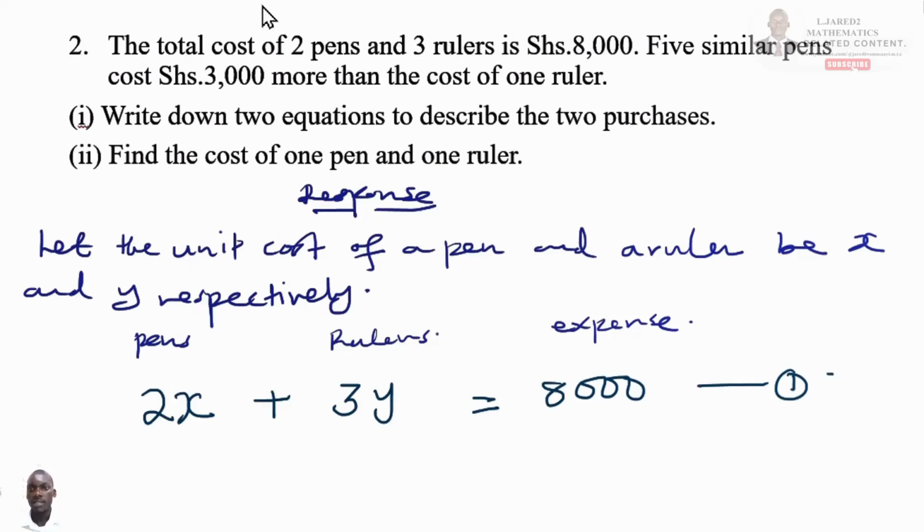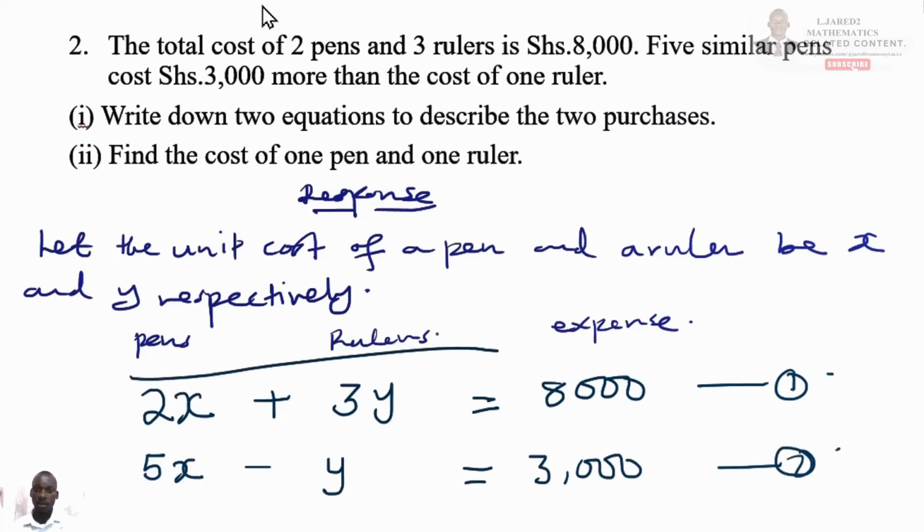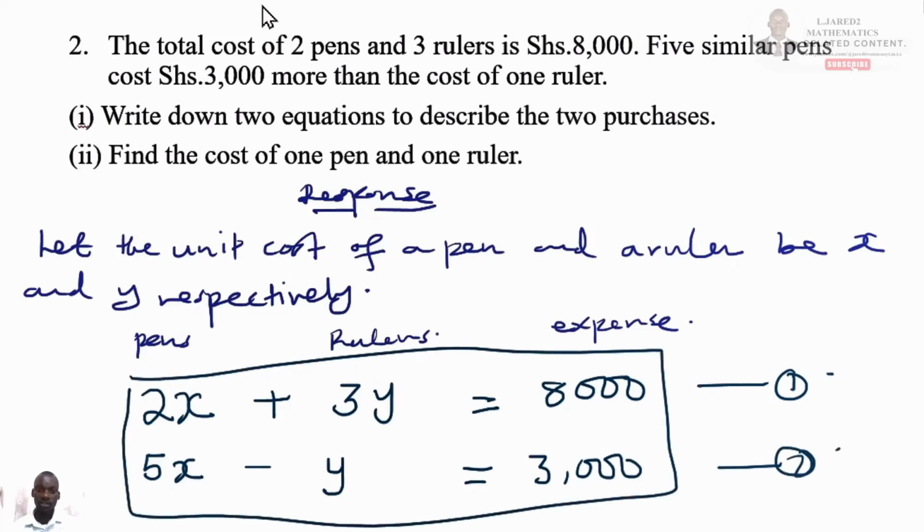It goes ahead to read that 5 similar pens cost shillings 3,000 more than the cost of 1 ruler. So in here we have 5 pens, so we have 5 multiplied by the unit cost of a pen, saying more than the cost of 1 ruler. So in here we have minus 1 ruler, which is 1 multiplied by the unit cost of a ruler. So that is shillings 3,000 more. Then this is our equation 2. So now we have our 2 simultaneous equations formed.